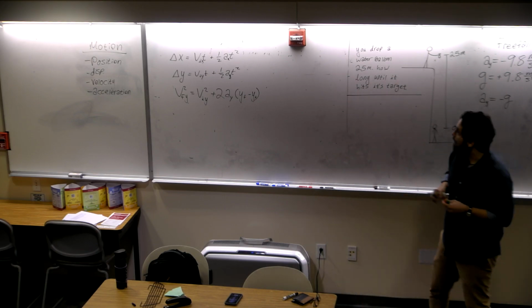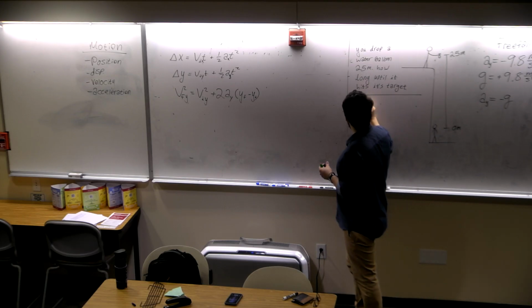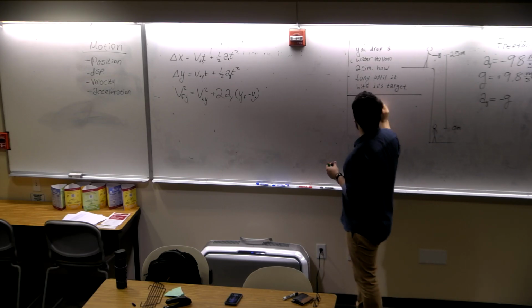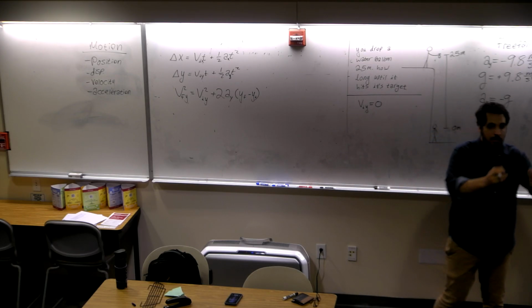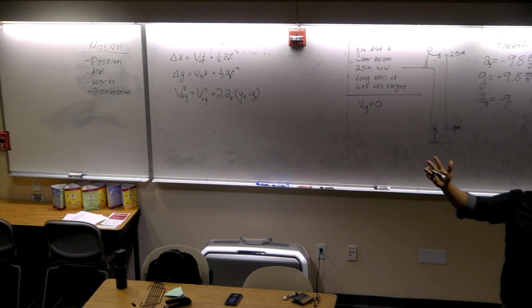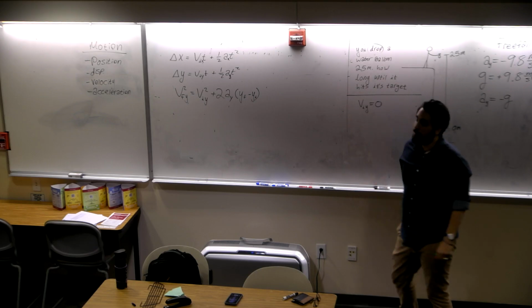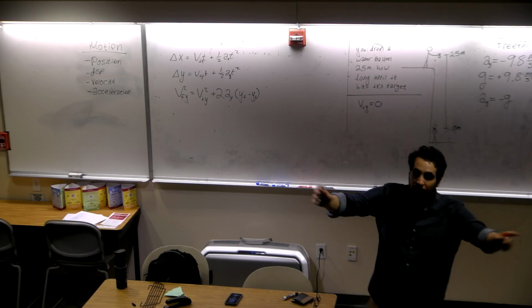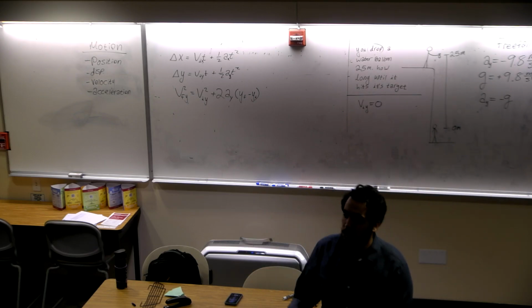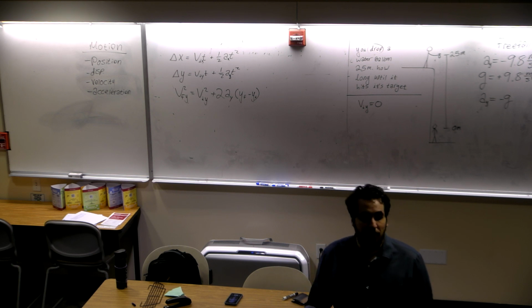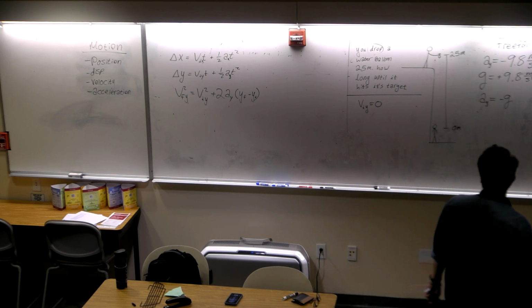Now we say v initial in the y direction. Well, if you drop the balloon, it starts at rest. Dropping an object, it starts with zero velocity. And if you ever see the word drop, that means you're releasing it. It is starting from rest. If you see the word throw, that generally means it doesn't have zero velocity initially.